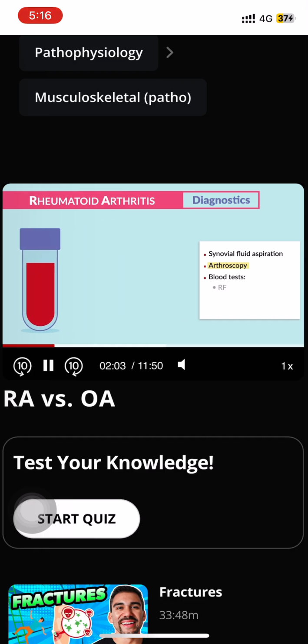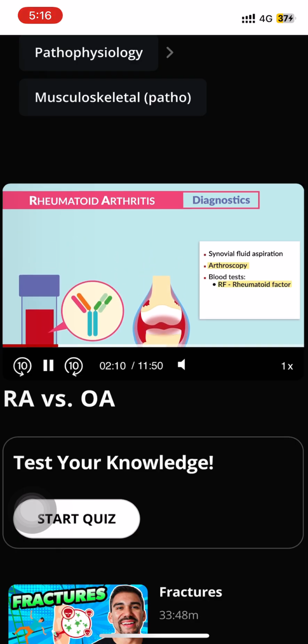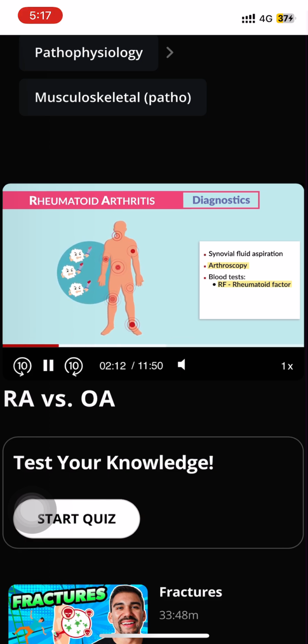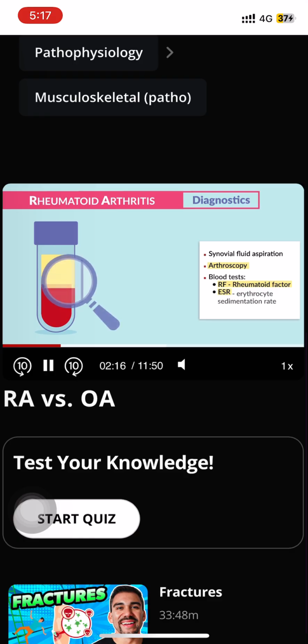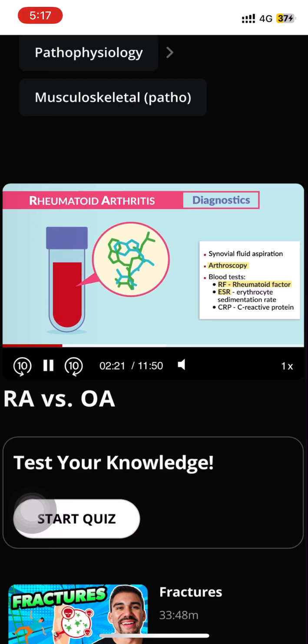So write this down. An RF, or rheumatoid factor, which is an antibody inside the blood, can indicate RA. And we have two other tests which mainly indicate inflammatory processes in the body, like an ESR, which is erythrocyte sedimentation rate, and a CRP, C-reactive protein. But again, these just measure general inflammation inside the body.